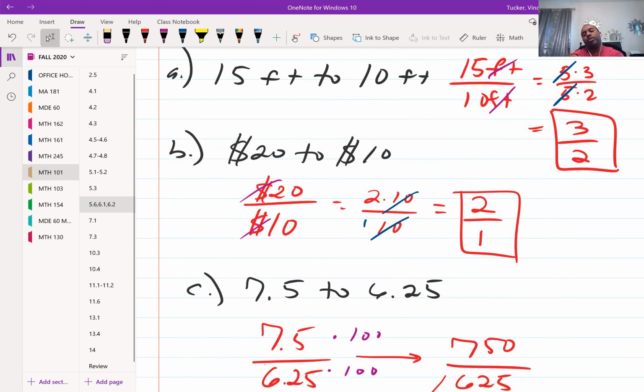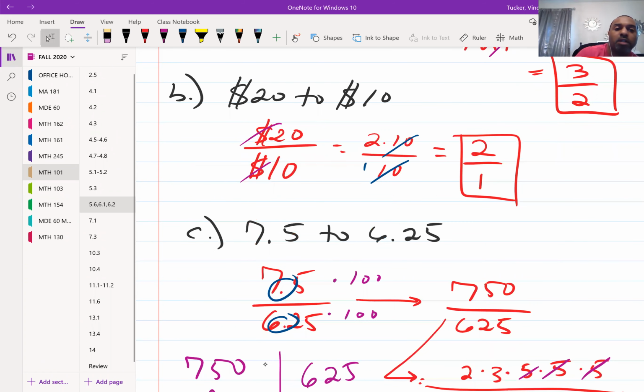7.5 to 6.25. Now, we would first start off by doing 7.5 over 6.25 as a fraction. Don't forget, it's not in fractional form if you still have a decimal involved in your numbers. So I need to get rid of these decimals that are here. So the way we would do that is we look at how many decimal places we have in both cases. And here we have one decimal. Here we have two decimals.